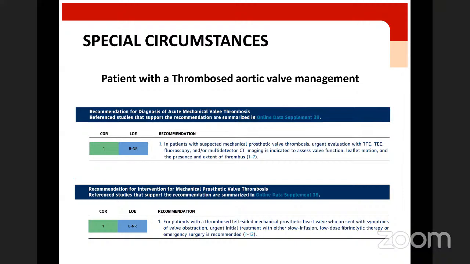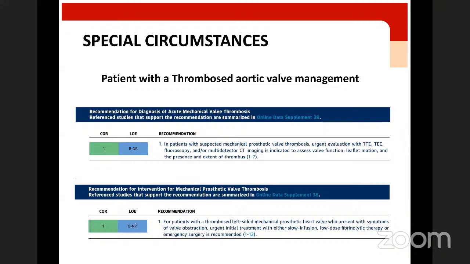If the patient has a confirmed diagnosis and presents with obstructive valve symptoms and shortness of breath, then he should go for an urgent intervention, whether it's a low dose fibrinolytic or emergency surgery to remove the clot. This is also class 1B.